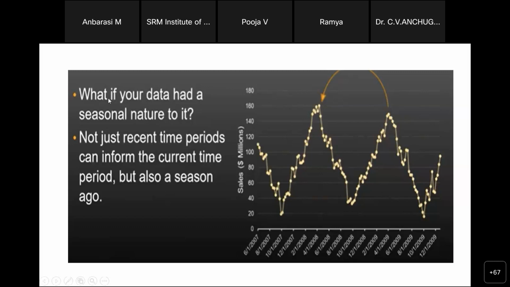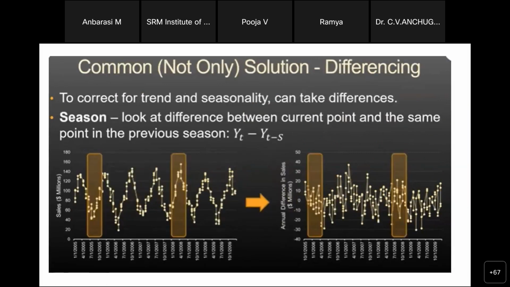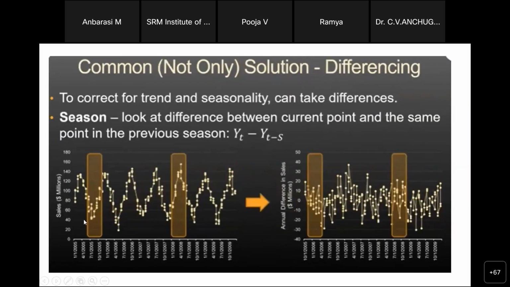Suppose your data set has a seasonal nature. Then you need consistency of the mean and variance, but obviously the mean and variance will change. For non-stationary data, you will have a different mean and variance, with uptrends and downtrends. But if it is a stationary data set, this is how it looks: the mean and variance values will be the same.